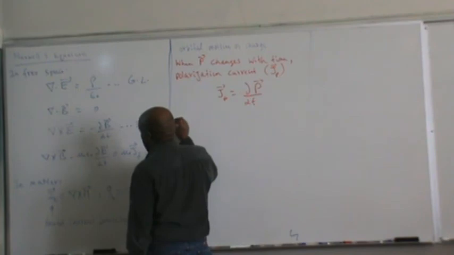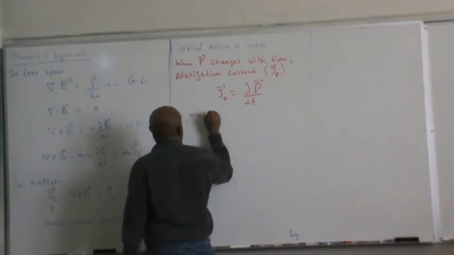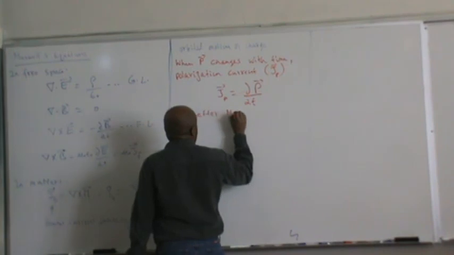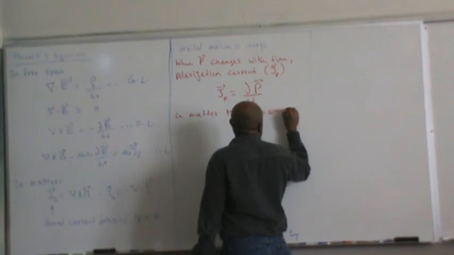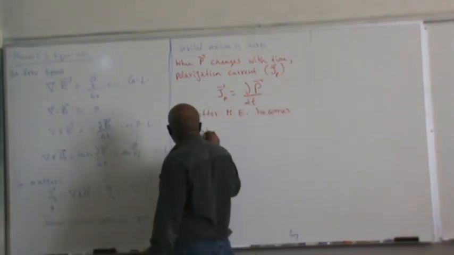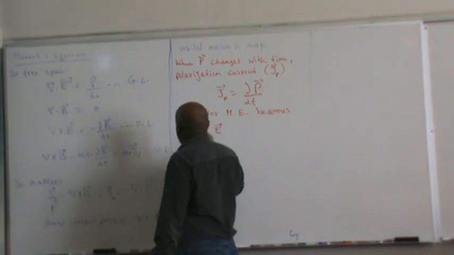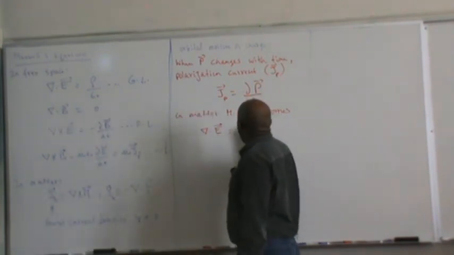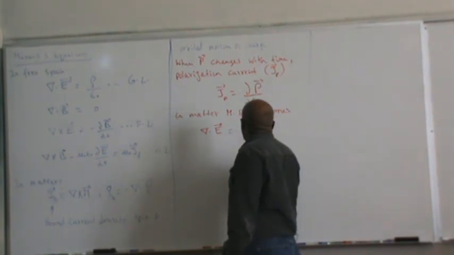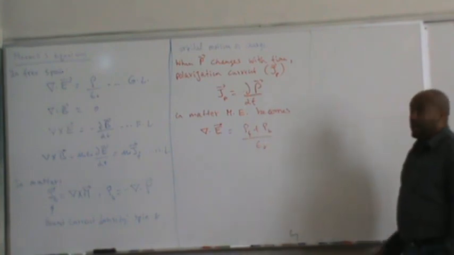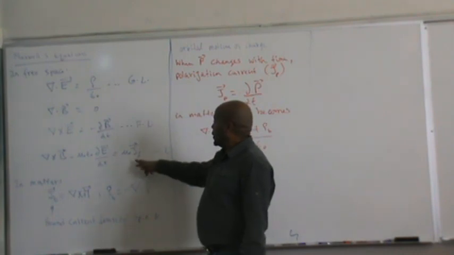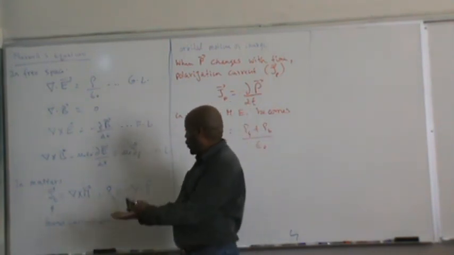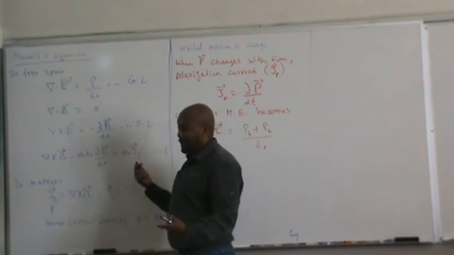So in matter, Maxwell's equations become: the divergence of E becomes rho free plus rho bound over epsilon naught. And the other Maxwell's equation that would change is this one. Those equations that explicitly depend on the charge density and the current density are the ones that would change.